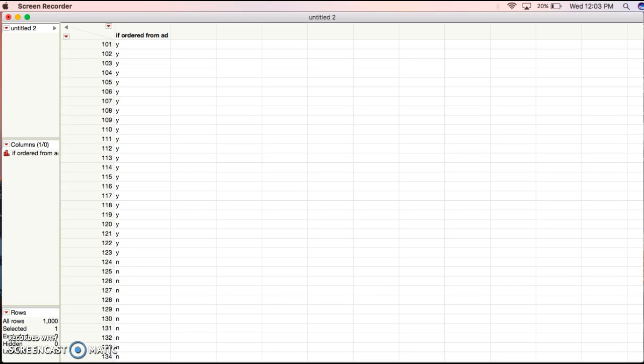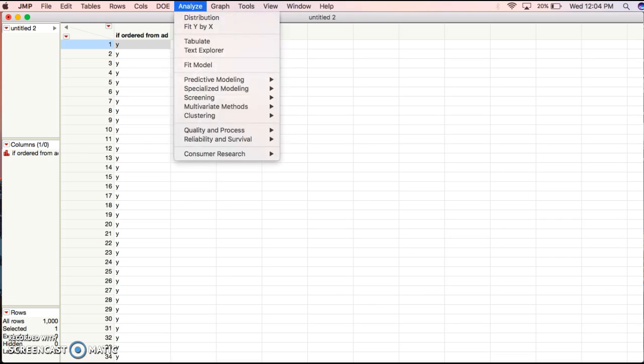So here's the data that I plugged into the JMP data table on the screen. And our category is if ordered from the ad. There are two responses, one being yes, which means they ended up buying the product based on if they got the ad, and we have 123 counts of that. And the rest of the counts are no, so the people who didn't end up buying the product and got the flyer.